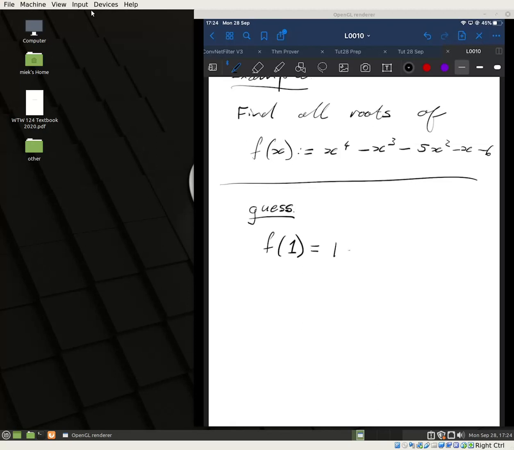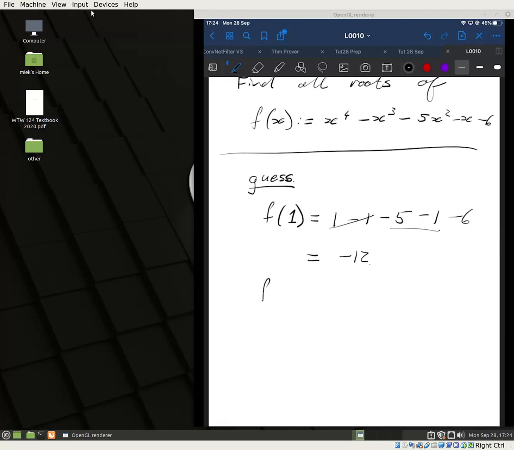So that is 1 minus 1 minus 5 minus 1 minus 6. What is that? That cancels. That is minus 6 minus 6. That's minus 12. So 1 is not a root.